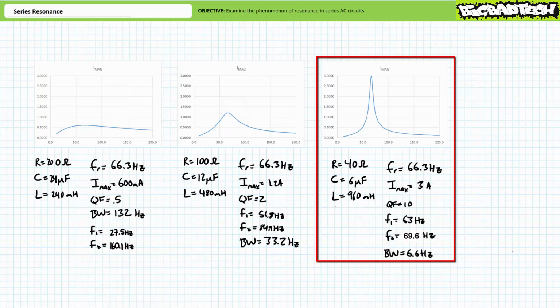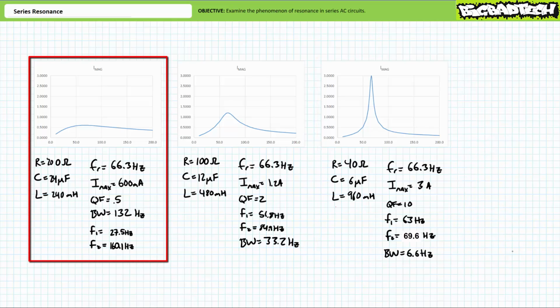The plot on the right is a modified series AC circuit consisting of a smaller 40 ohm resistor, a smaller 6 microfarad capacitor, and a larger 960 millihenry inductor. At the resonant condition of 66.3 Hz, current peaks at a much larger 3 amps. It has a quality factor of 10, a bandwidth of 6.6 Hz, symmetrically distributed between 63 Hz and 66.9 Hz. At resonance, we observe voltage across the reactive elements to be 10 times the source voltage.